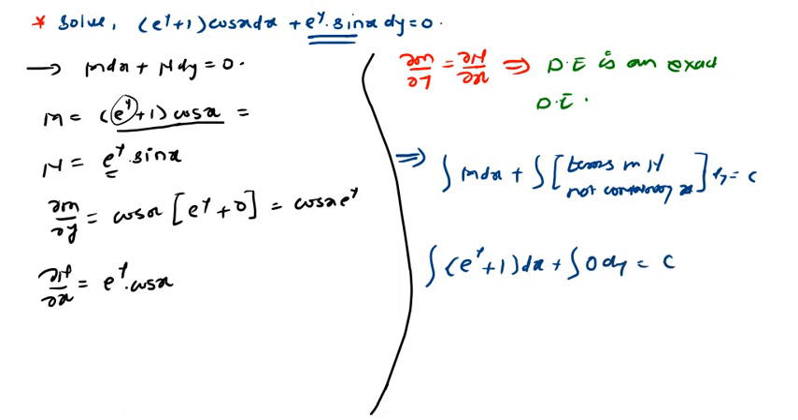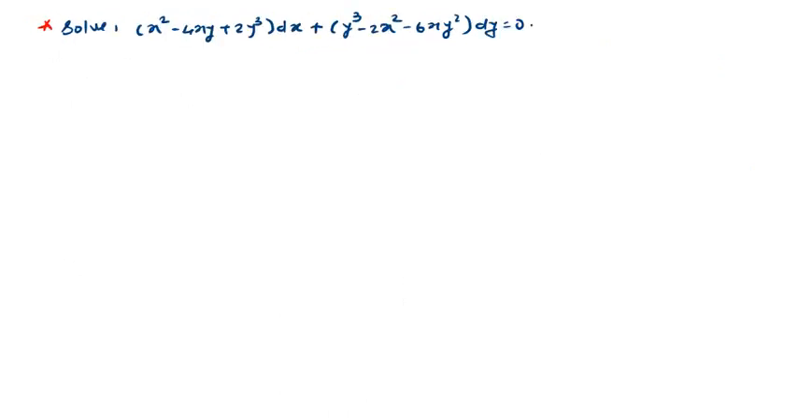Now the integration of e to the power y with respect to x: e to the power y is constant, and the integration of dx is x, plus the integration of 1 with respect to x is again x, equal to c. So I can take this x out, so what remains? (e to the power y plus 1) x equal to constant. So that is our final solution.